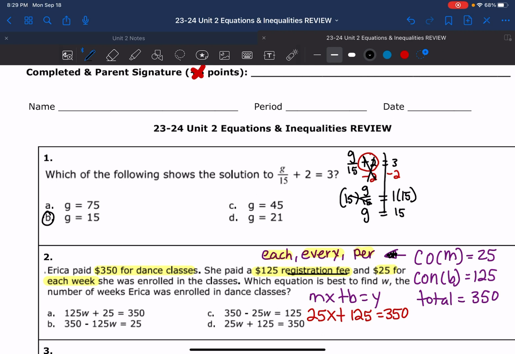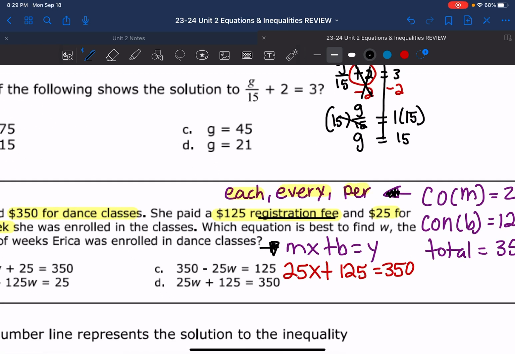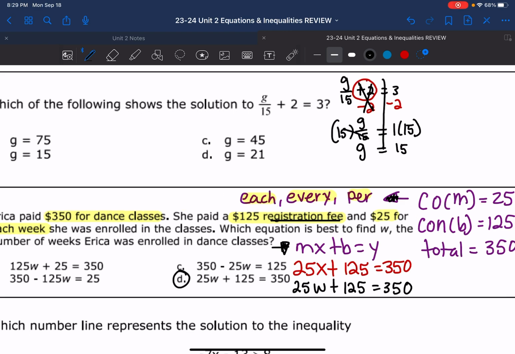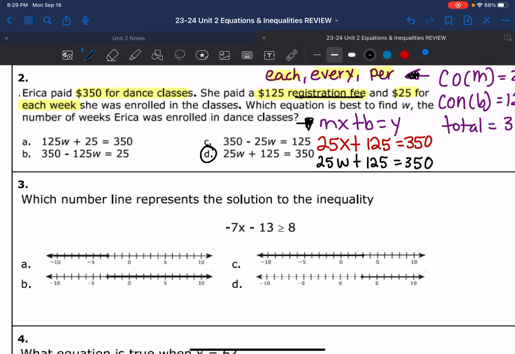Now, we write this in the form of mx plus b equals y, which is going to be 25x plus 125 equals 350. The only one that matches that is going to be D. Writing x instead of w doesn't make it any different. It's still the same thing. The x and the w are just variables. So our answer is going to be D. Let's go to number 3.